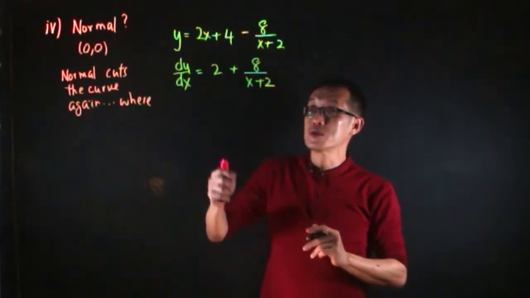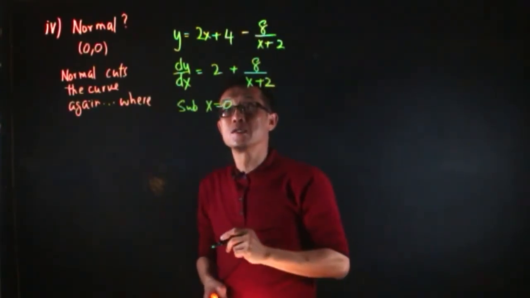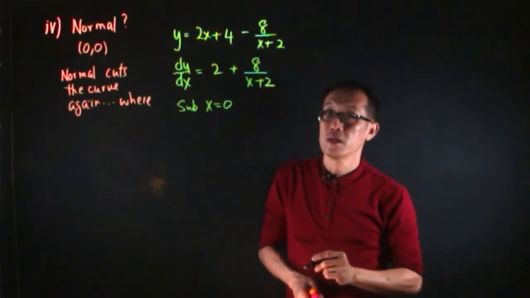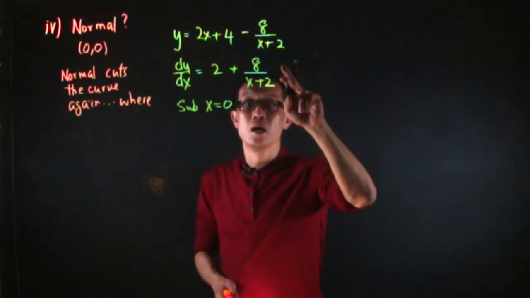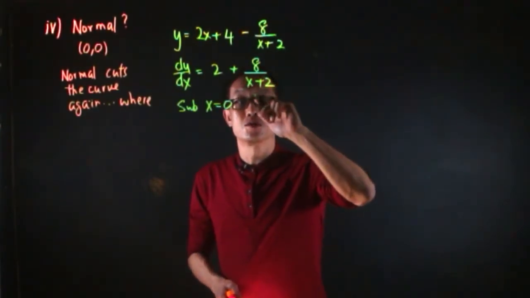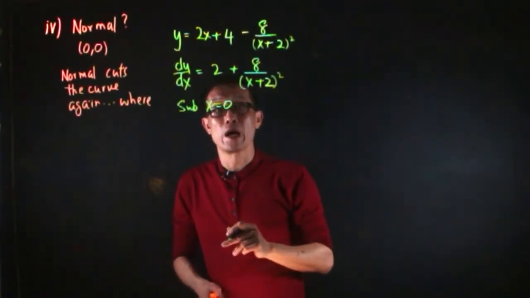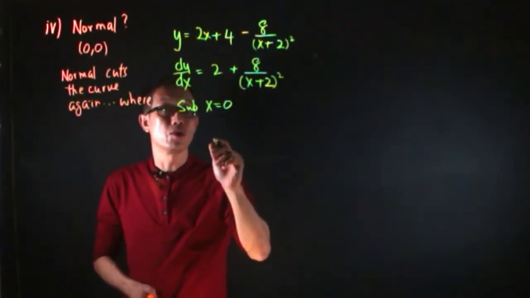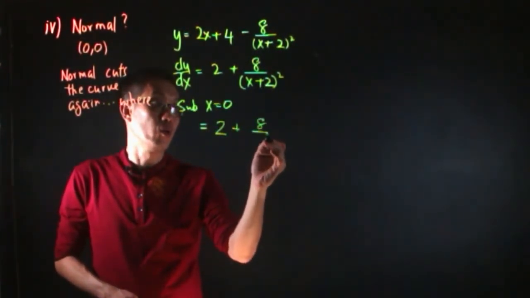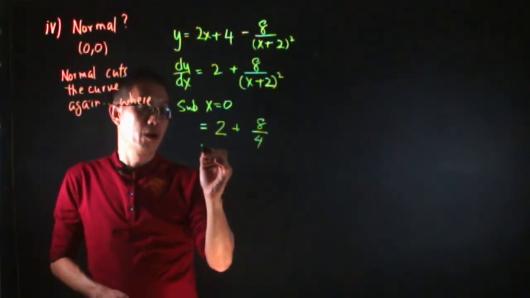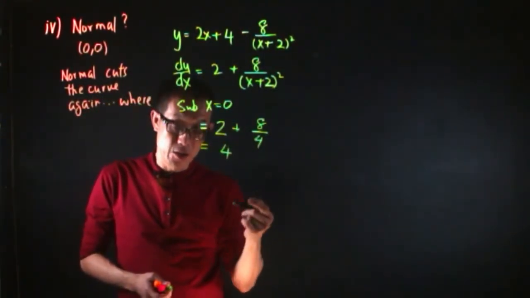Now, it passes through 0, 0. So you substitute x equals 0 into this equation. Oh, sorry, it should be a square. This is a square here. I left out the square. All right. So you substitute 0 into here. What will you get? You get 2 plus 8 over 4, and then you get 4. That is the gradient of the curve at 0, 0.